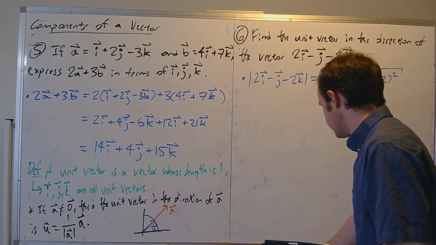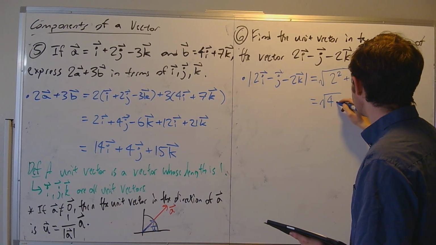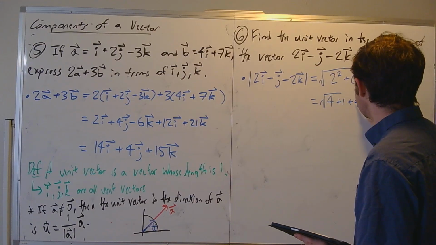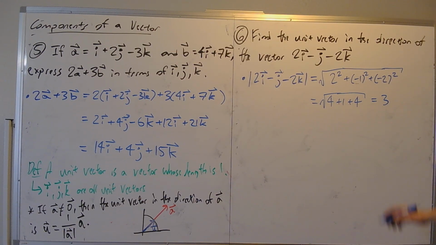Now what we have, we just compute this. This is the square root of 4 plus 1 plus 4, the square root of 9, which is 3. So the length of the vector that we started with is 3.